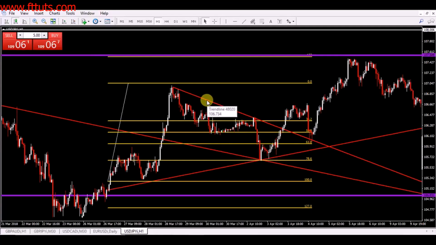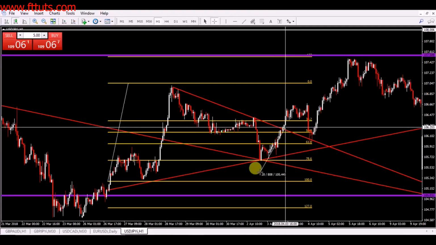We want some more confirmation to decide whether or not we're going to take this long trade. We're going to add one more layer. We need a break and close above a trend line. Boom, that happened right here. Now, without a shadow of a doubt, you can say, you know what, I'm really confident now.